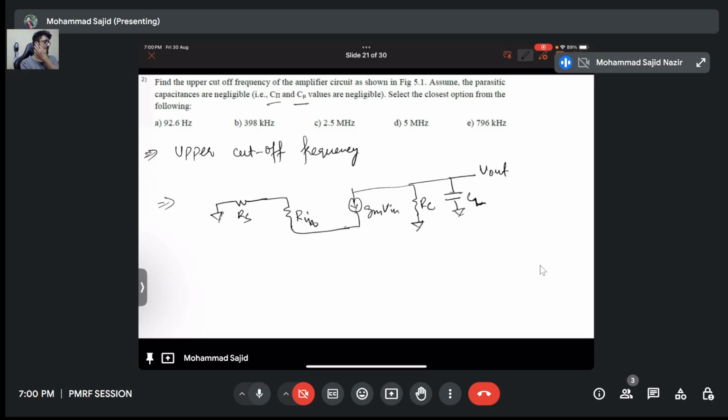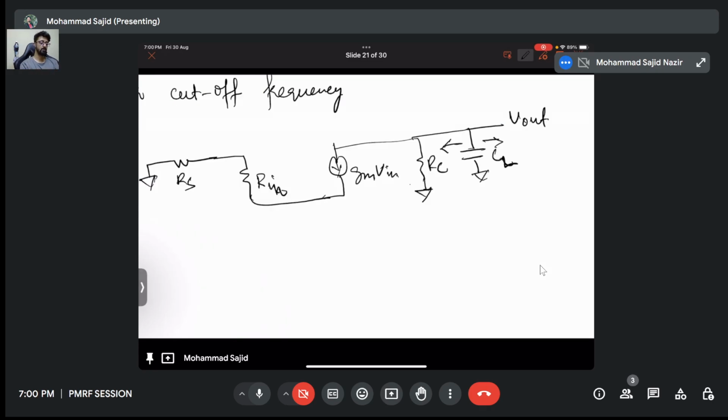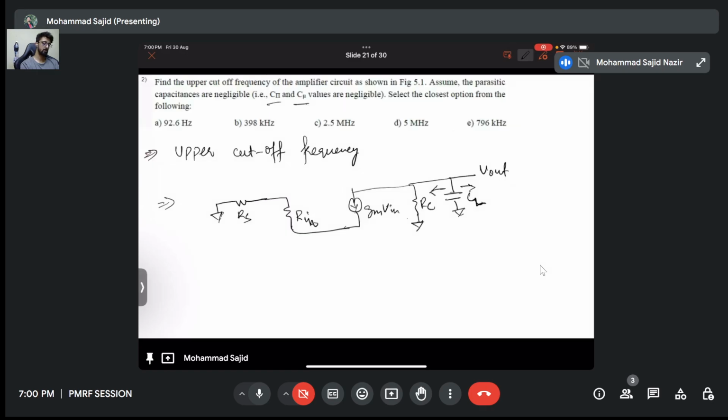Okay, can you calculate it now? What is the resistance across this capacitor? On the right, there is nothing. And on the left, what is the resistance? Look here, this is grounded, so that means there will be nothing. So the resistance is RC.